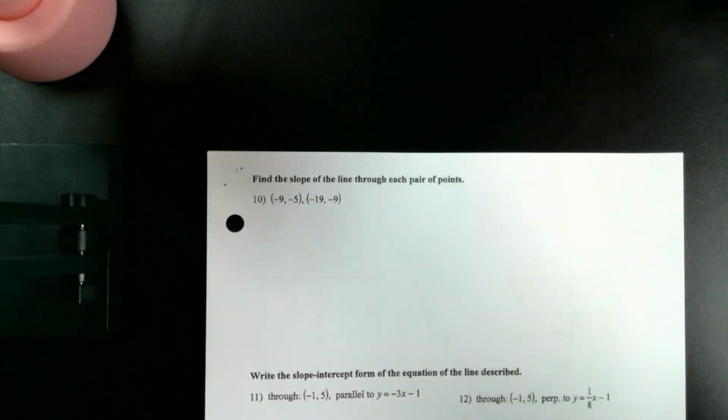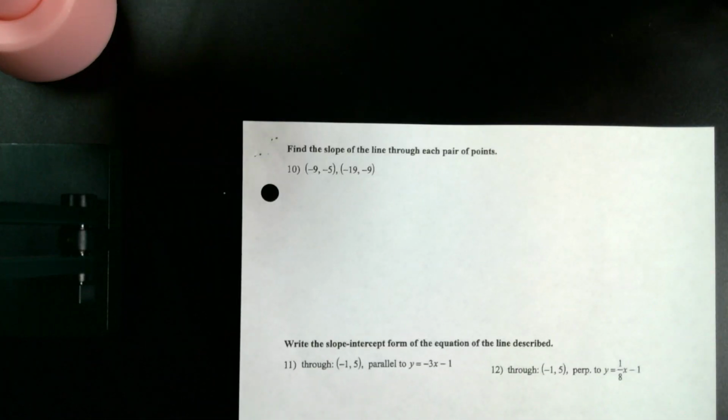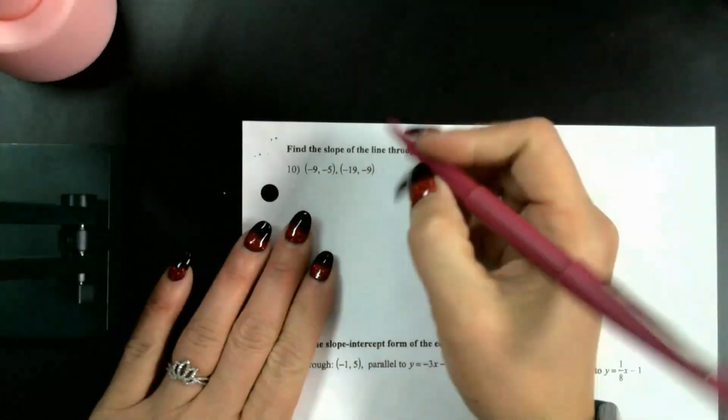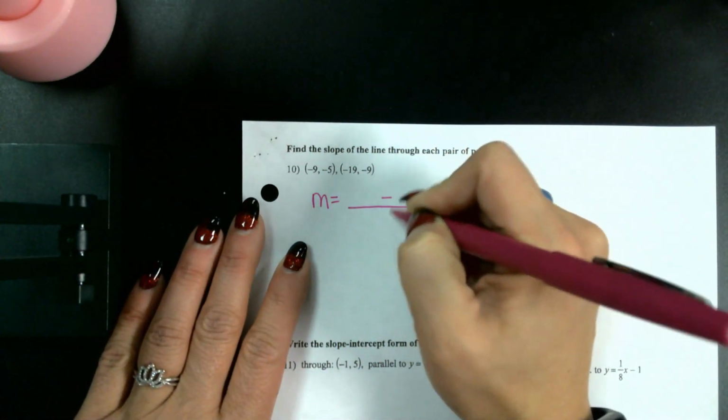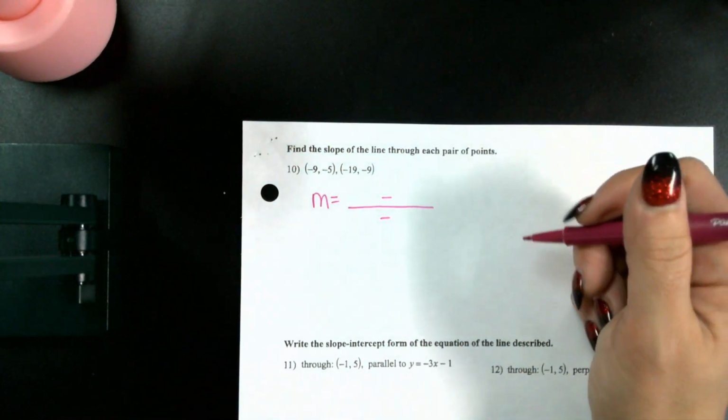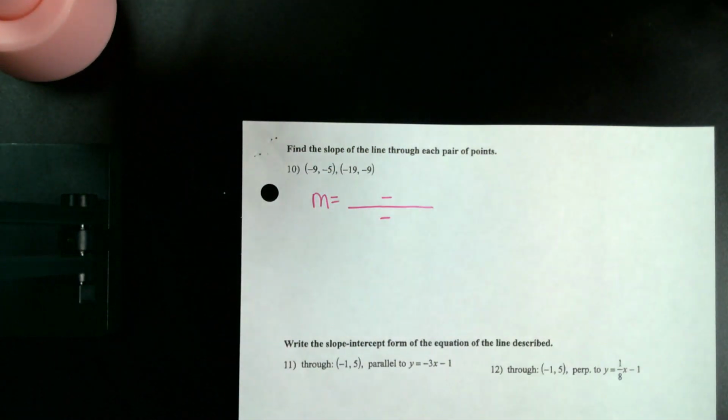Okay, so on problem number 10, it asks you to find the slope of the line through each pair of points. So in order to find your slope, you are going to subtract your x's on the bottom and subtract the y's on the top.